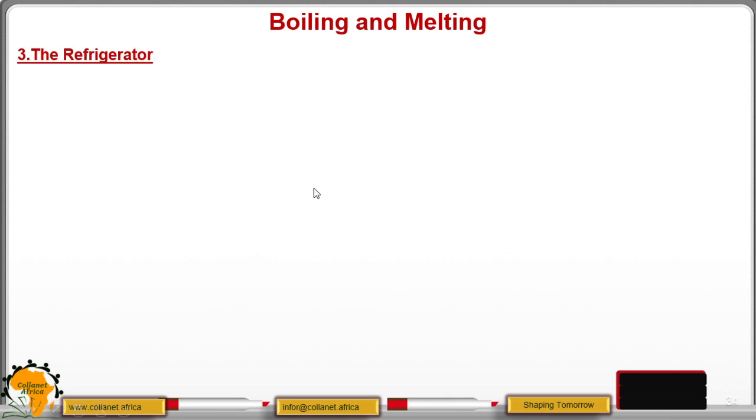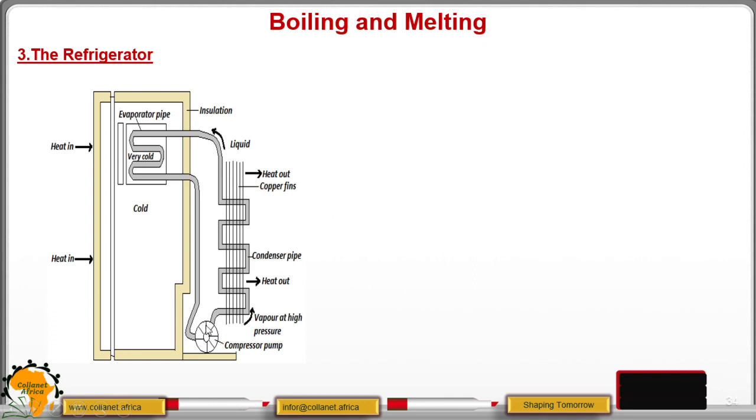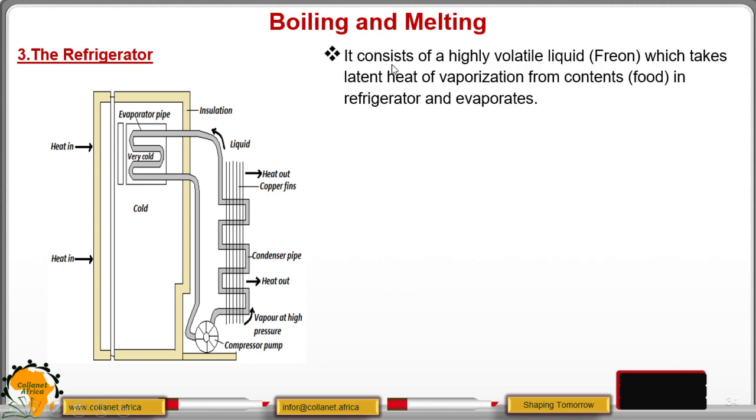From there we have number three, the refrigerator. And the refrigerator looks like this one. It is used to store food so that it can remain cold. How does it work? One, we need to know that it consists of a highly volatile liquid, a liquid that can change into vapor very fast. And the liquid is passing through the pipes. You can see the pipes here that are moving. You can see the direction of the liquid. So as this liquid evaporates, it takes the latent heat of vaporization from the content, or from the food that is inside the fridge, and therefore that food will remain cold.